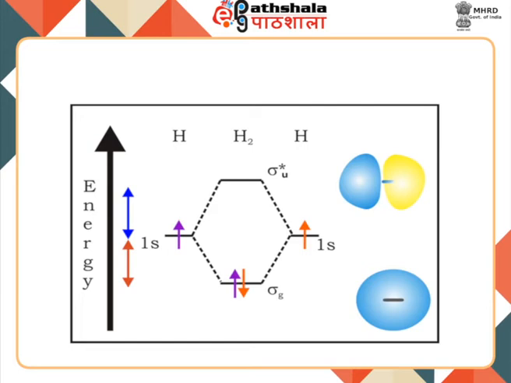The labels are added to each MO. The electrons are then added to the MO diagram using the Aufbau principle, and this has been shown in figure 4, where we have shown a molecular orbital diagram of the H2 molecule.